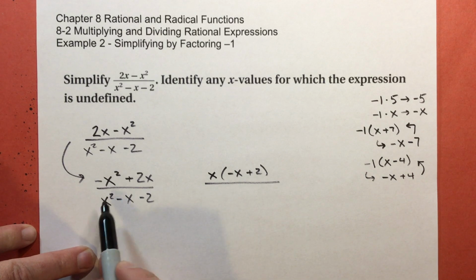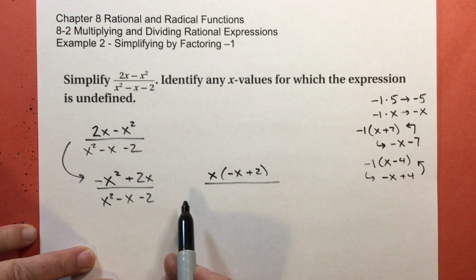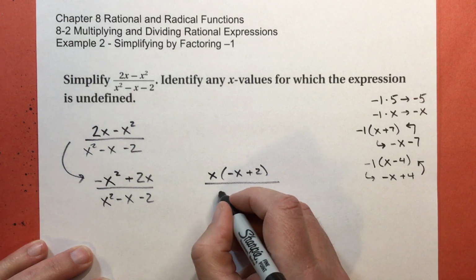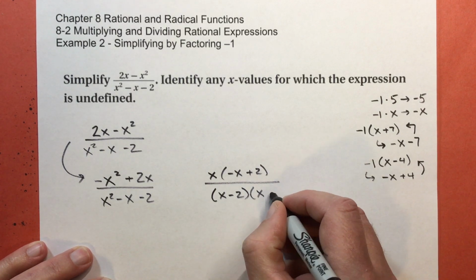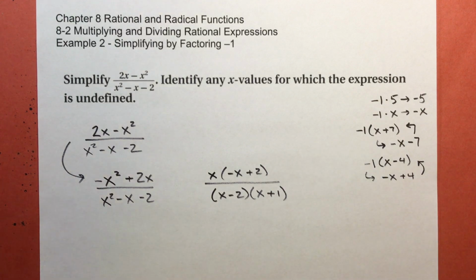In the denominator, what two numbers multiply to give -2 but add to give -1? That's going to be x subtract 2 times x plus 1. Okay, I'm stuck. I don't have a common factor.